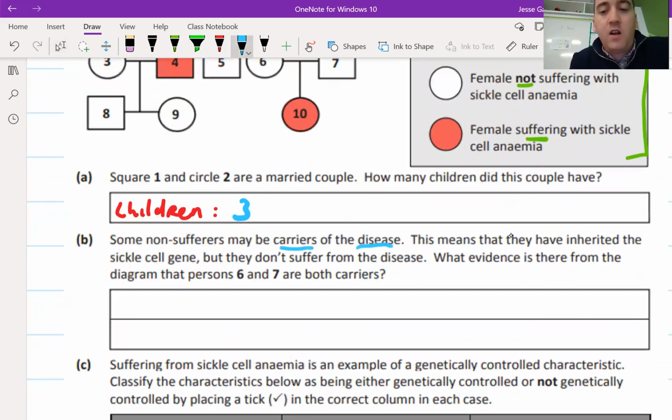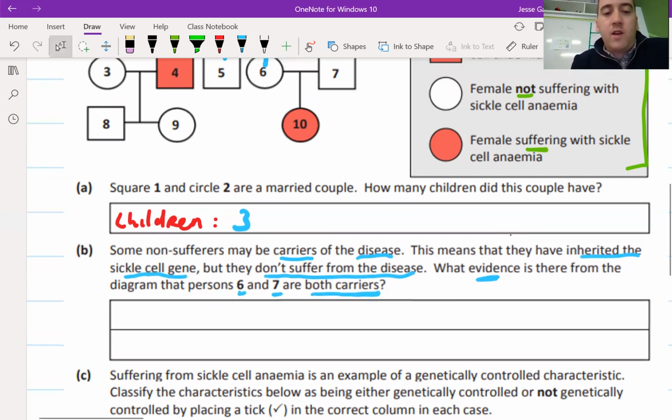So they don't suffer with the disease, they don't actually have it, but they might carry the gene. This means they have inherited the sickle cell gene, but they don't suffer from the disease. What evidence is there from the diagram that persons 6 and 7 are both carriers?